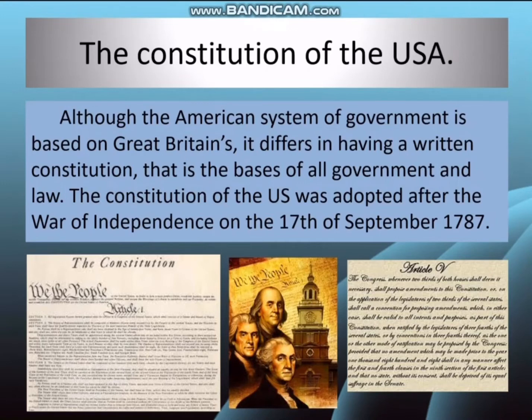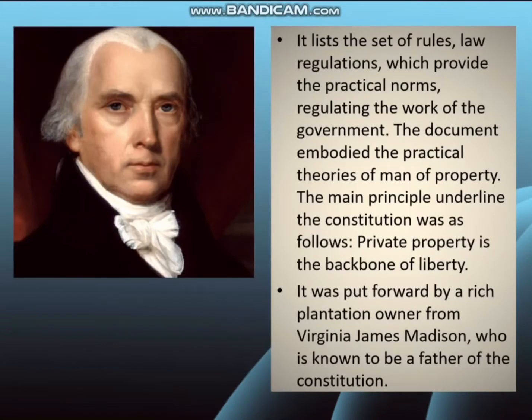The Constitution of the U.S. was adopted after the War of Independence on the 17th of September in 1787. It lists the set of rules, law regulations, which provide the practical norms regulating the work of the government. The document embodied the practical theories of man of property.